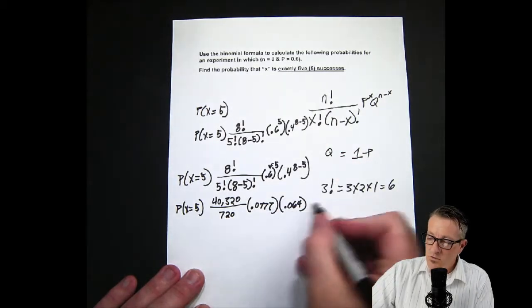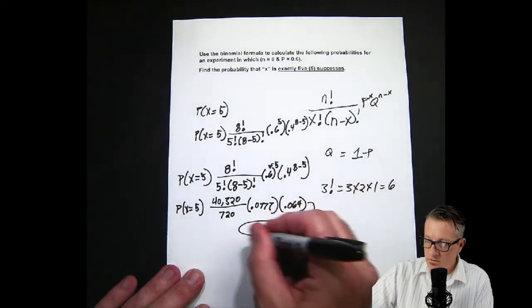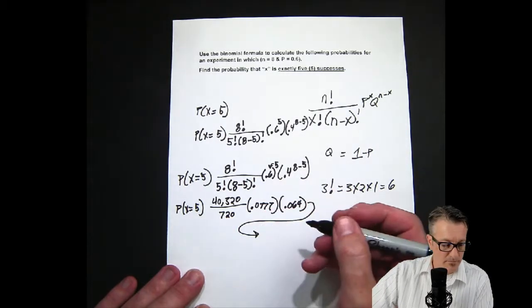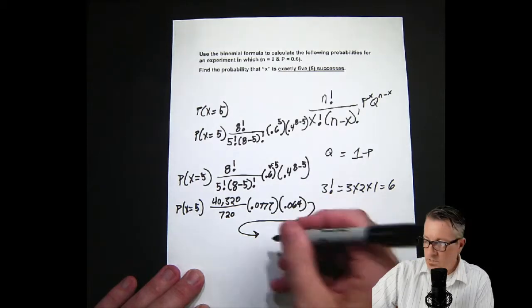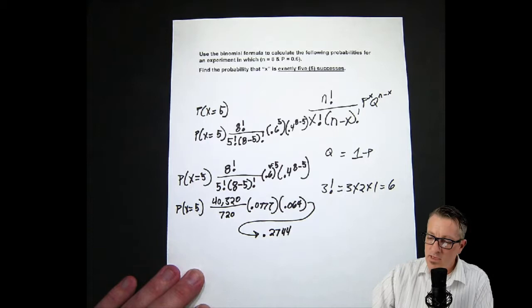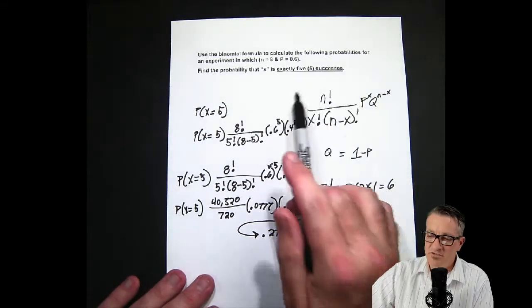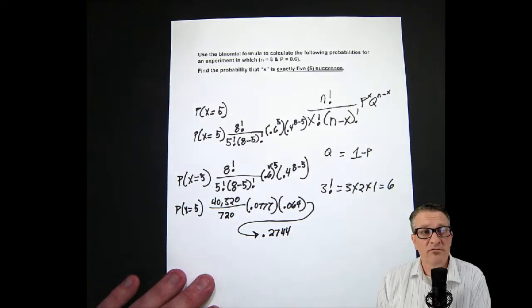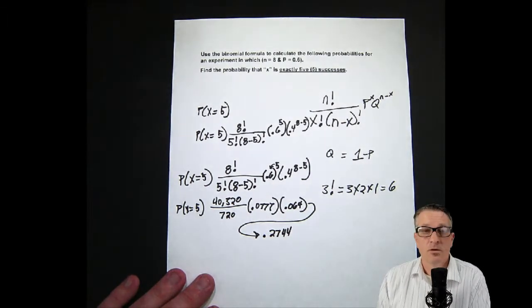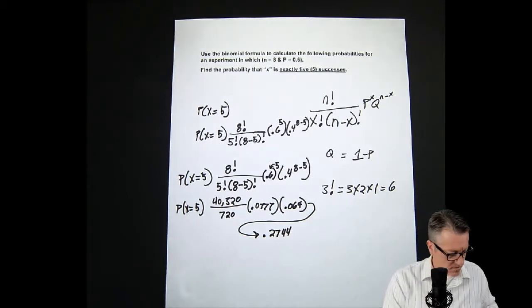Okay, so once we work this all out, we end up with our answer being 0.2744. And that is for the probability, the exact probability of just 5 successes. No more than 5, no less than 5. Okay. Let's work this out on the table.